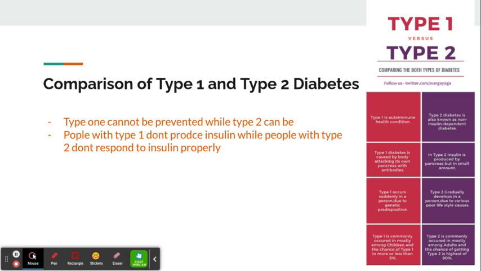Type 1 cannot be prevented, while type 2 can be. People with type 1 don't produce insulin, while people with type 2 don't respond to insulin properly. Type 1 is an autoimmune health condition. Type 1 diabetes is caused by the body attacking its own pancreas with antibodies. Type 2 diabetes is also known as non insulin dependent diabetes. In type 2, insulin is produced by the pancreas, but in small amounts.